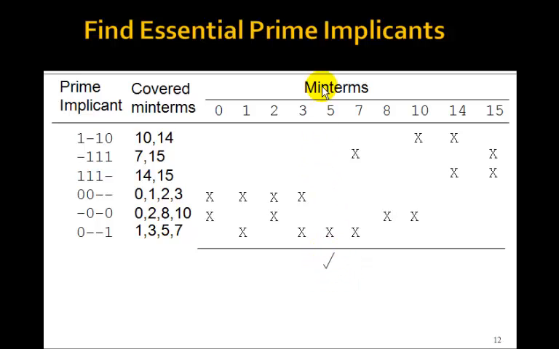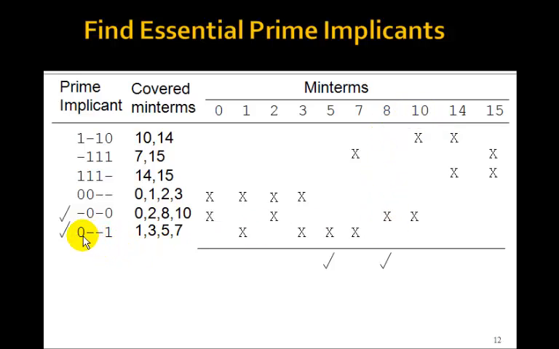So we'll put a check mark under here, and we'll put a check mark under here because 8, you see, is another one in which there's only a single X. Well, those are the only 2, because all the rest have 2 X's. So this one, 0 dash dash 1, and this one, dash 0 dash 0, are what we call our essential prime implicants because we cannot get by without them. We must have those in order to cover 5 and in order to cover 8.